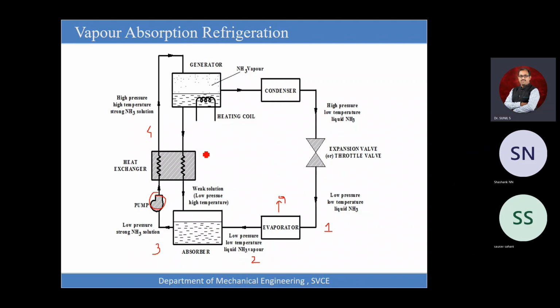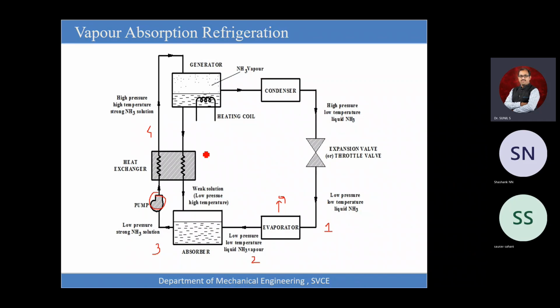We have a generator tank and an absorber tank. It is a closed loop, correct? The ammonia solution keeps on moving inside this circuit. That is what you can observe there, correct?